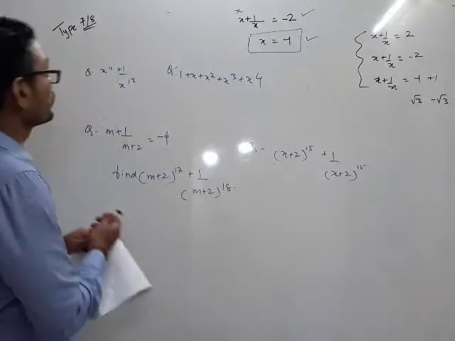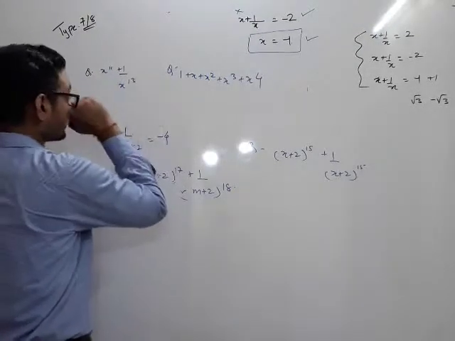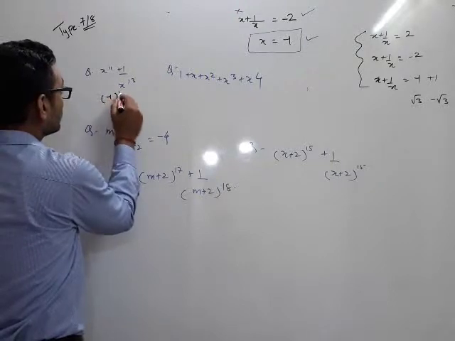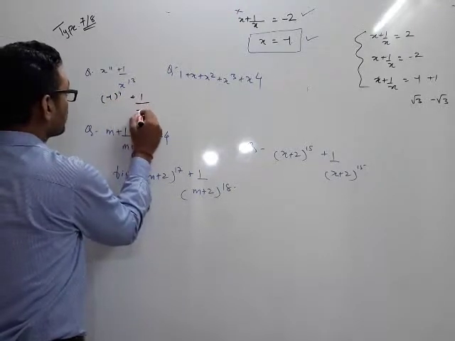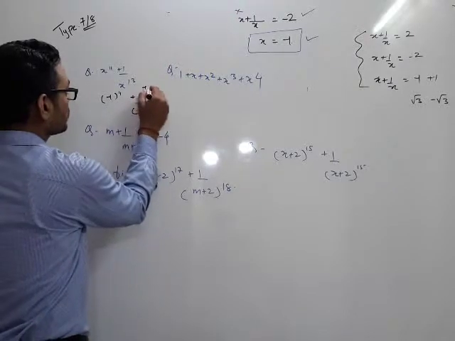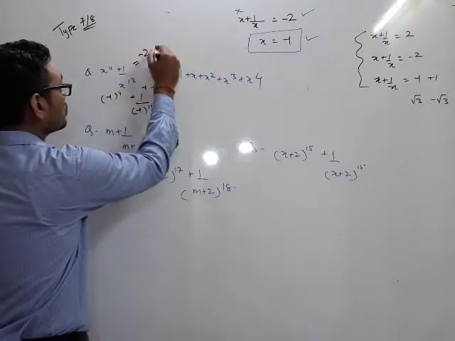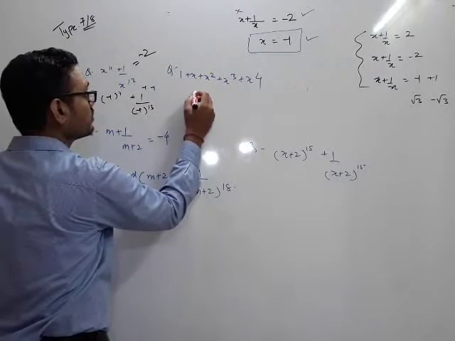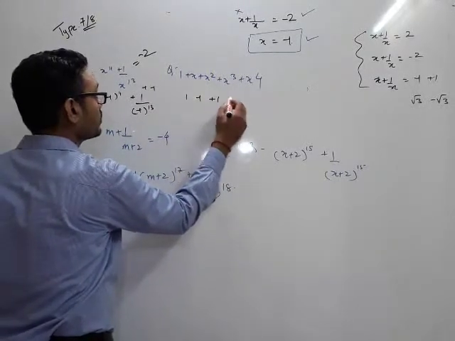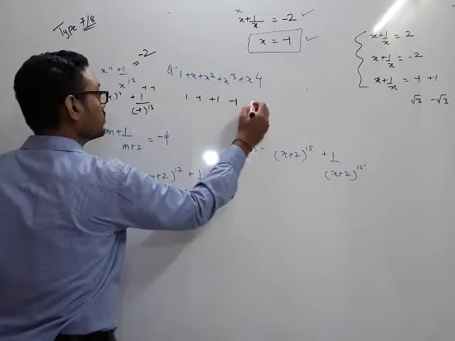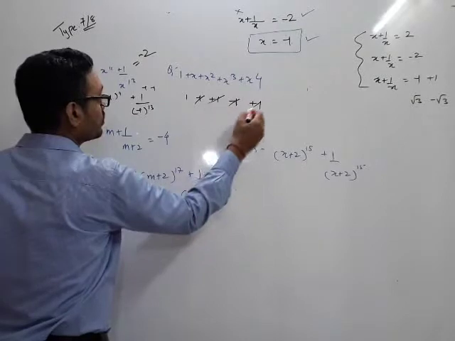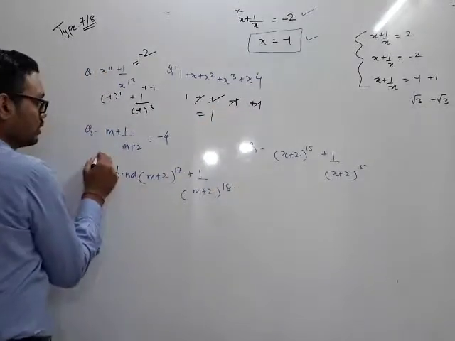We just have to put the value of x as minus 1. So minus 1 raised to 11 plus 1 upon minus 1 raised to 13. Odd power, so it's minus 1, answer is minus 2. Similarly over here, 1, minus 1, plus 1, minus 1, plus 1. Alright, so answer is 1.